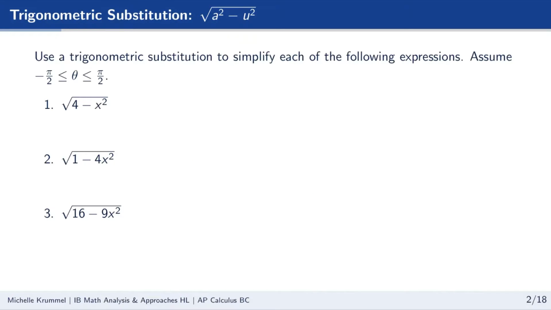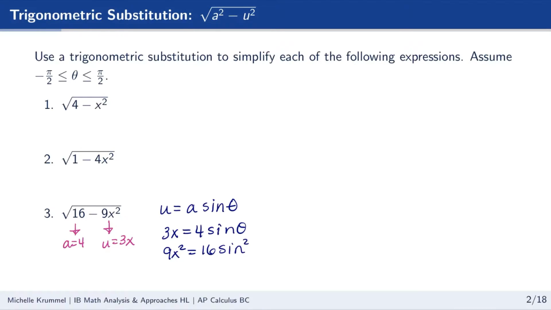And the last example here, we let a equal 4. We let u equal 3x. Now we have something in the form of square root of a squared minus u squared. Okay, so u equals a times the sine of theta is how we're setting this up. So 3x equals 4 times the sine of theta. And if I square both sides there, I'm going to get 9x squared equals 16 sine squared theta.